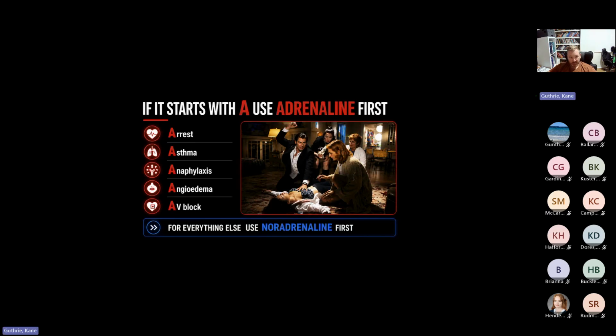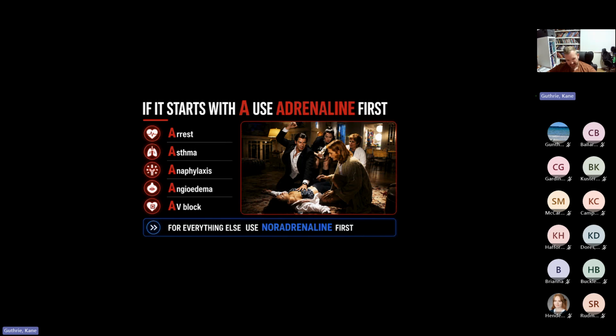And so when do I use adrenaline? So if it starts with A, we should think about adrenaline first. So cardiac arrest, asthma, we like adrenaline because it's got beta 2 and beta 1, so bronchodilator, anaphylaxis, angioedema, and your AV blocks with your heart early on, putting them on adrenaline infusion.